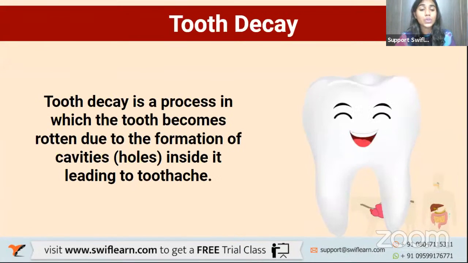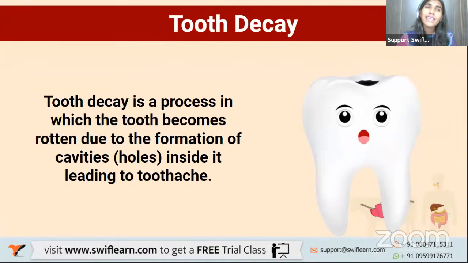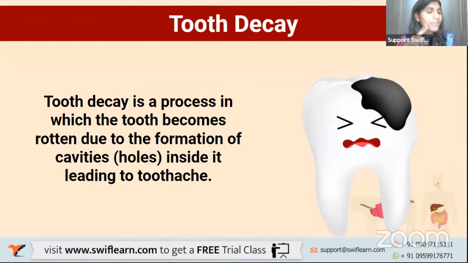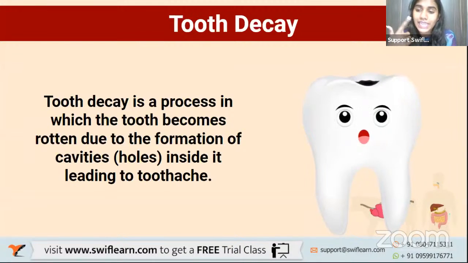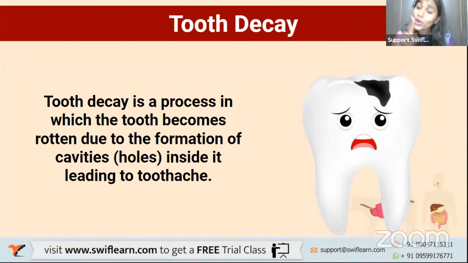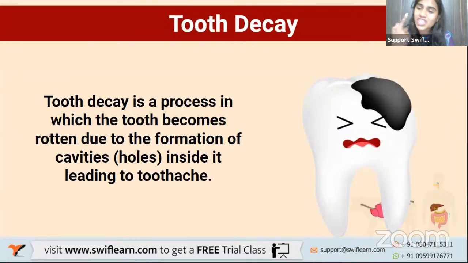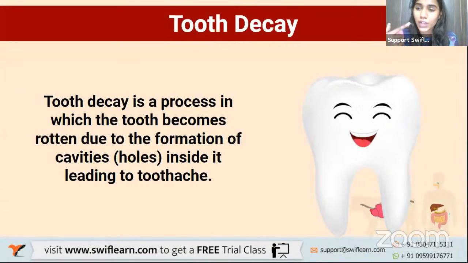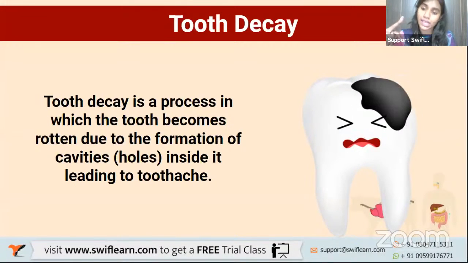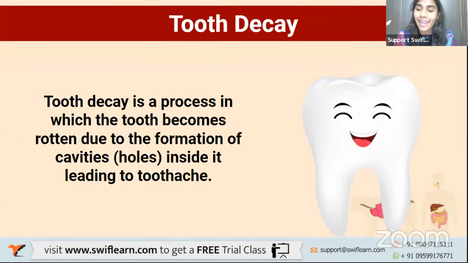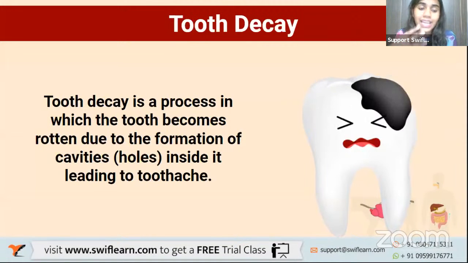Now, coming to tooth decay. Tooth decay is a process in which the tooth becomes rotten. How does it become rotten? Because of cavities formed inside your teeth, and it's quite painful. If you do not brush your teeth properly, there are chances you get cavities. Whenever you eat, you need to wash your mouth and make sure that you brush your teeth twice, once in the morning and once at night. If you don't do this, there are chances that you will get cavities and the tooth will start getting decayed.